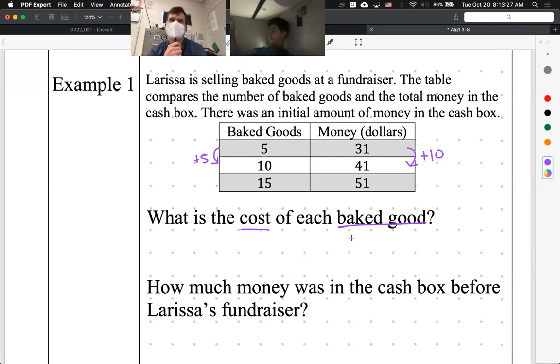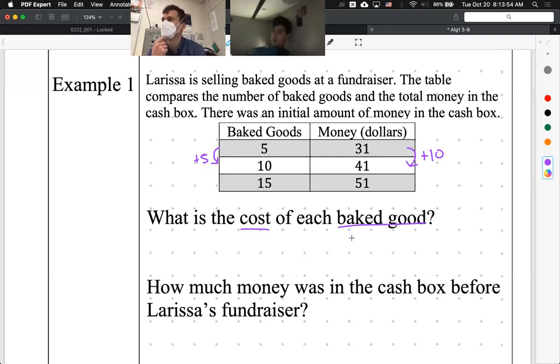Maybe you have to pay $21 to enter, and then if you add 10, it's going to be 31, and then if you buy 5 baked goods, it's going to be 5. So it's going to be 2, I think, 2 per baked good. I agree that the answer is 2. I'm just curious about the path you take to get there.